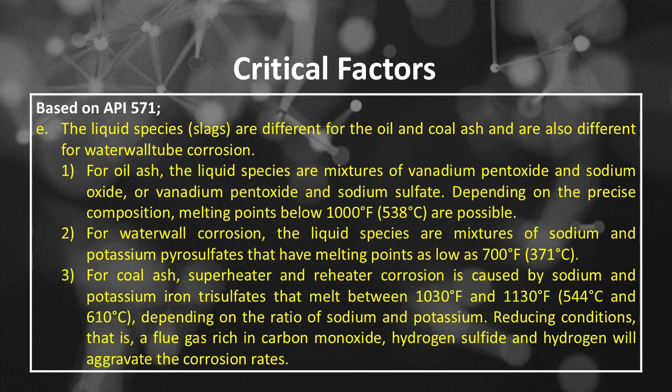Number E: the liquid species, slags, are different for the oil and coal ash and are also different for water wall tube corrosion. Number 1: for oil ash, the liquid species are mixtures of vanadium pentoxide and sodium oxide, or vanadium pentoxide and sodium sulfate. Depending on the precise composition, melting points below 1000 degrees Fahrenheit or 538 degrees Celsius are possible.